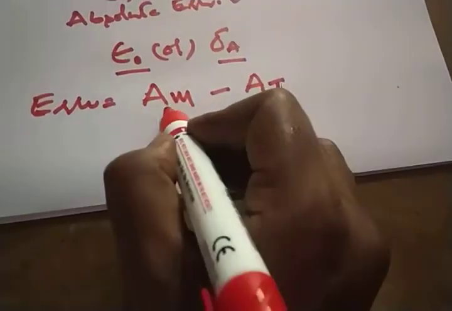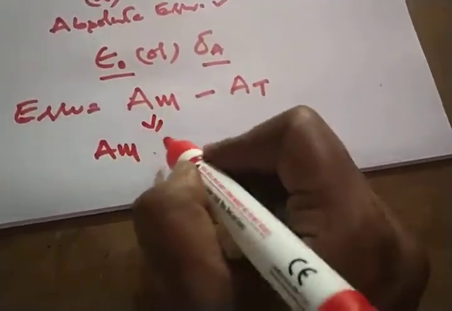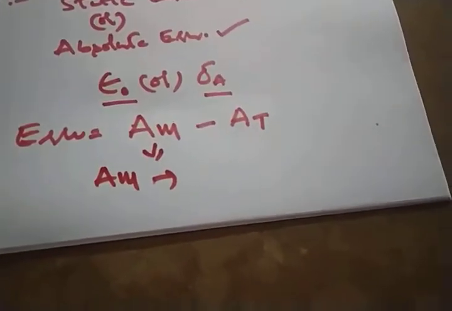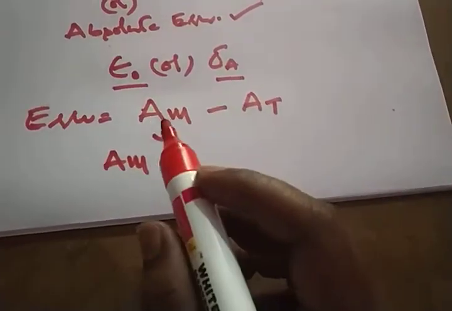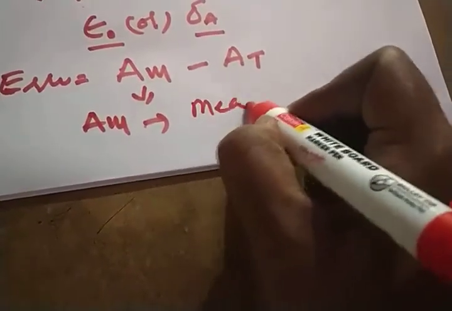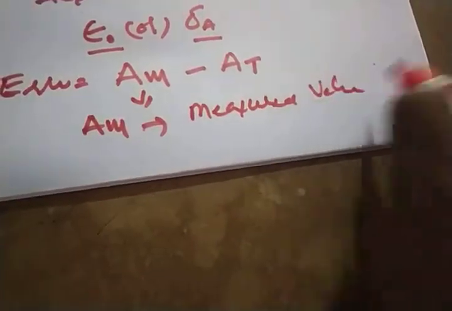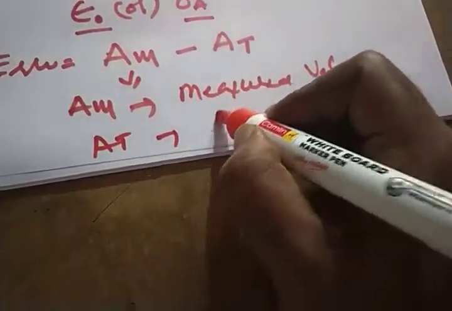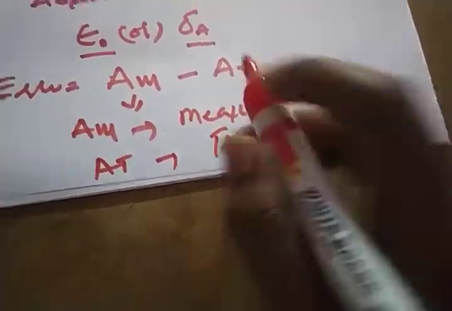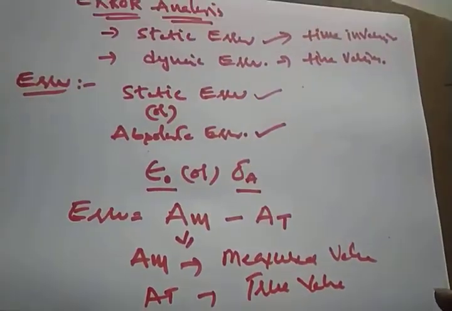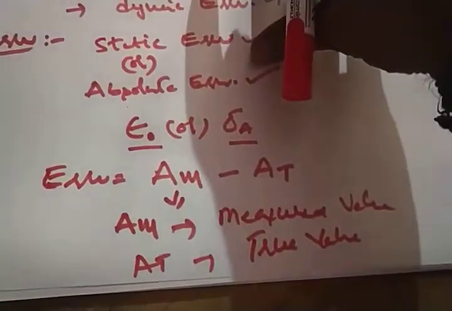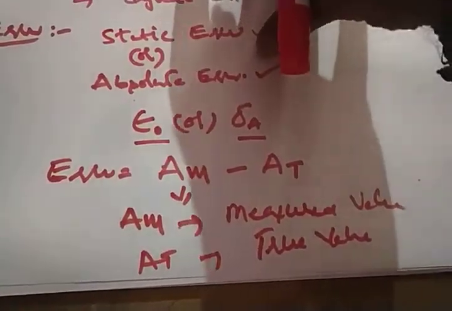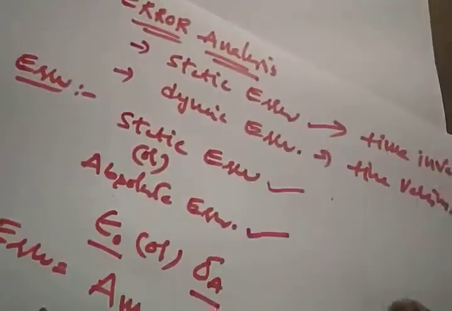So what is AM? In order to find an unknown quantity A, you are finding that quantity. The measured value, AM, is called the measured value. AT is called the true value. So the difference between the measured value and the true value, we call it an error. Very, very important.